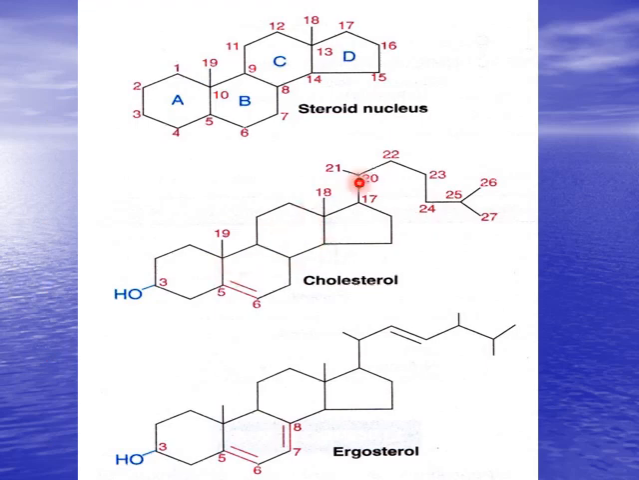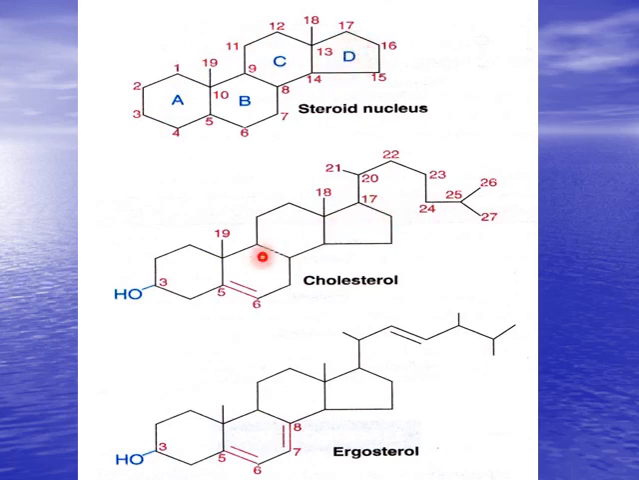This is the structure of cholesterol having 27 carbon atoms, and this is the structure of the steroid nucleus, or cyclopentanoperhydrophenanthrene nucleus, having 4 rings A, B, C and D. A, B and C rings are 6-membered rings and the D ring is the 5-membered ring.